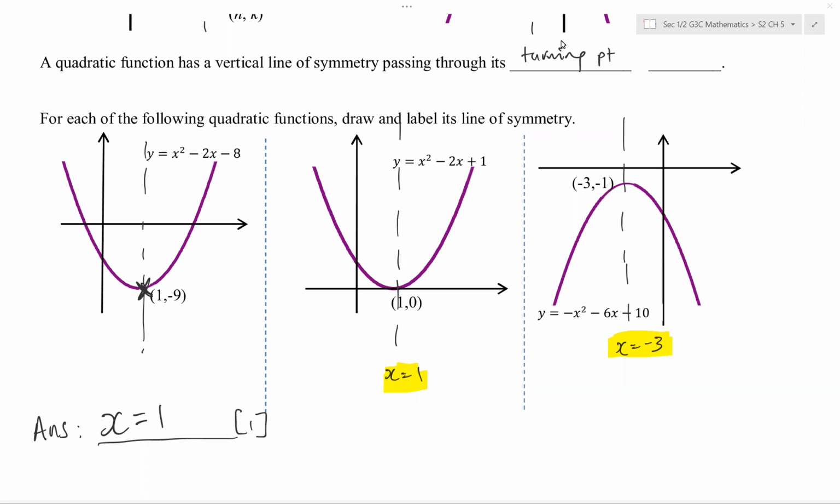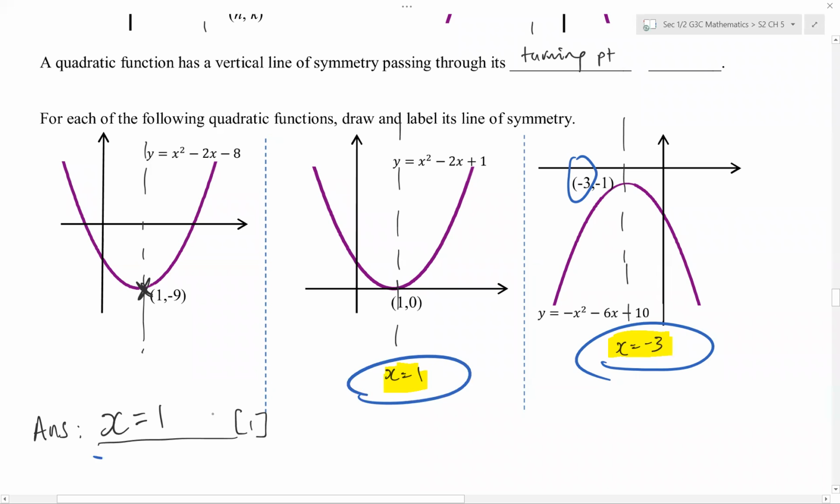For the second graph, we have our line of symmetry, x equals 1 as well. For the third graph, this time our x value is -3, so our equation will be x equals -3. So these that I circled are the lines of symmetry.